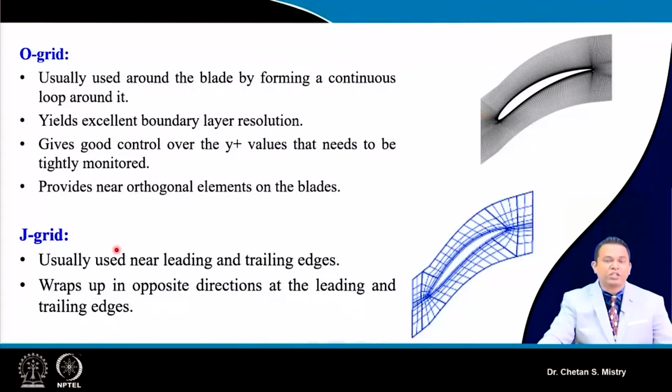The next kind of grid is the J grid. Here, if you look, it has a J shape. It is usually used near the leading edge and trailing edge. It wraps in the opposite direction at the leading edge and trailing edge, so you can say it is making a J shape. In the same way, here, if you look, it is making a J shape. That is the J kind of topology or J kind of grid. Okay.